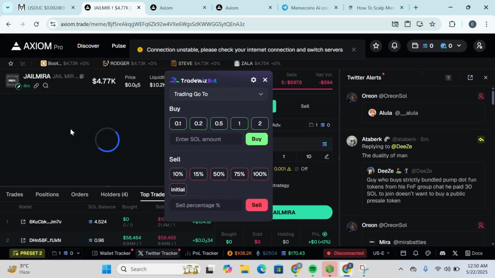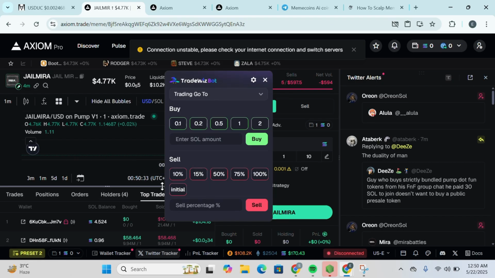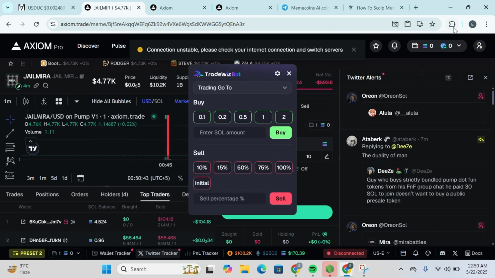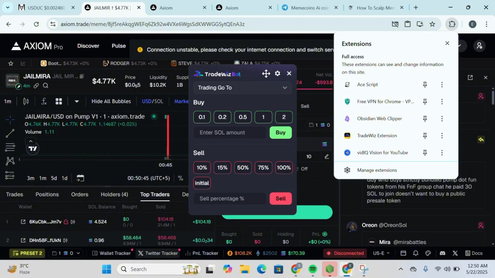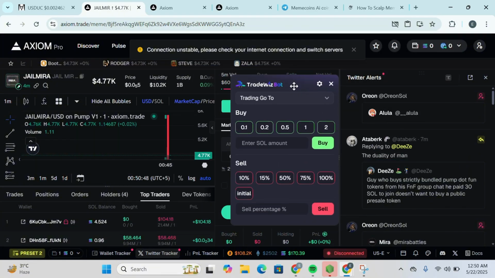So your entry strategy should be waiting for a breakout above a recent consolidation level, confirmed with high volume and RSI that's still under 80. Your exits should be fast and you should usually aim for 15 to 30% profit per trade. You can see that I have enabled a TradeWiz bot extension so that if a specific meme coin is performing really well, I can simply quick buy it and quick sell it however I want.